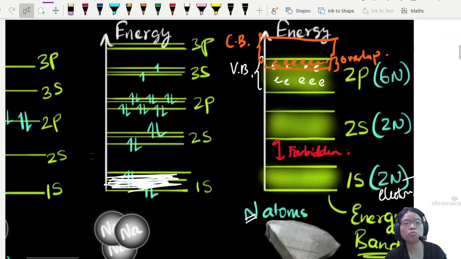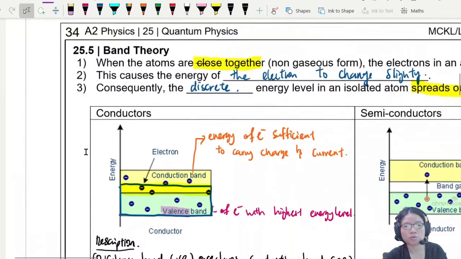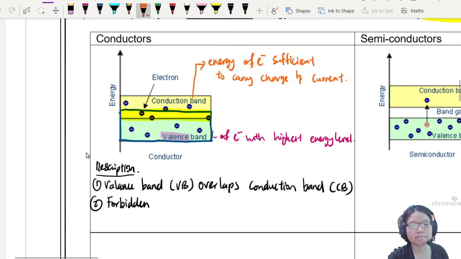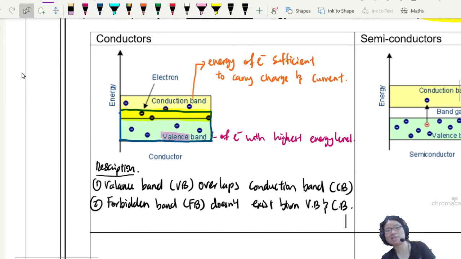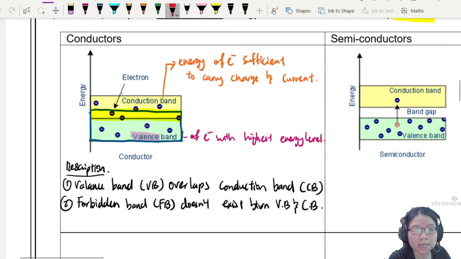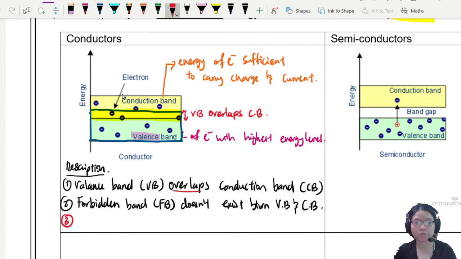Right, so we're going to move this into your notes. So we will say that the forbidden band, I'm just gonna write this as FB, doesn't exist between the valence band and the conduction band. So it doesn't exist. And the overlapping is here. Here to here is where valence band overlaps conduction band. And because of this overlap, there is always charge carriers, electrons.